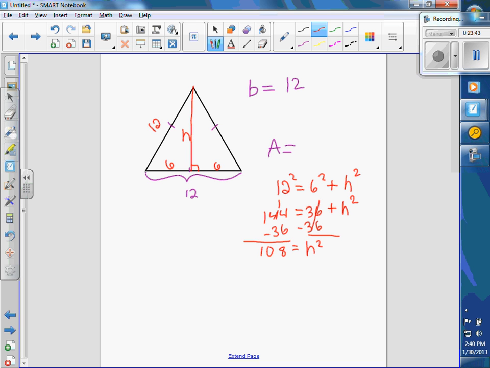Okay, so I would need to take the square root of 108, and I want you to remember your work from last year. So remember 1 plus 8 adds up to 9, so 9 goes into this. The other thing is I want you guys to practice some of these little tricks I've been showing you. 9 goes into 10 how many times? Once. What's the remainder? 1. Put it there. 9 goes into 18 how many times?